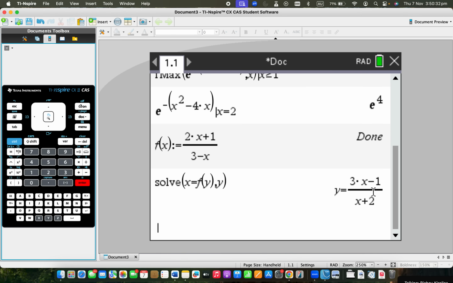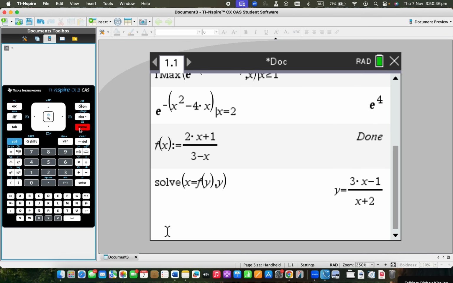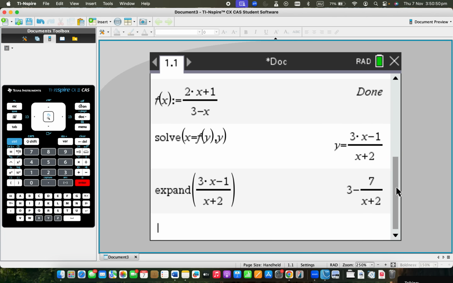Now that only looks like option A, but the domain of x is the same as the domain of the original, but we've got this. X is an element of real not including 2. So we can expand this to make it look a bit different. So if you just do an expand for that, you'll get option B.